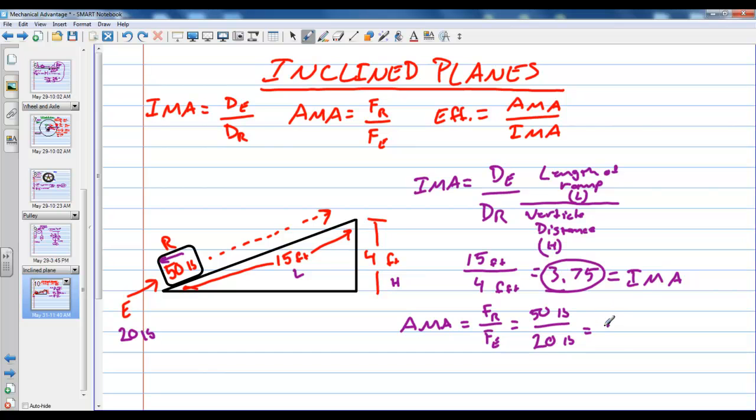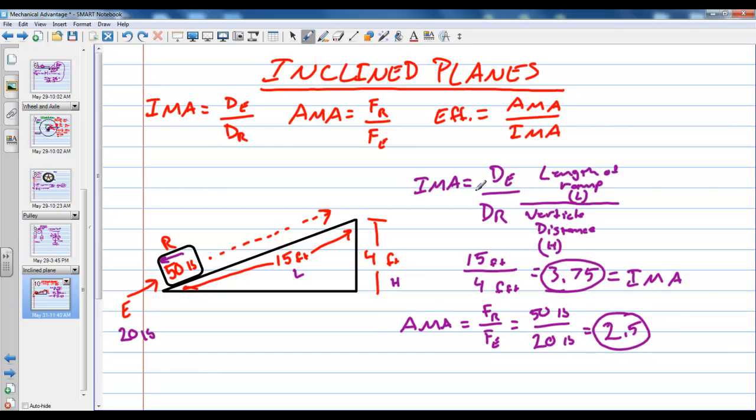It's a little bit different than the IMA. So 2.5 is what our actual mechanical advantage was, and 3.75 is what it would be for ideal. Remember, ideal is no friction, no nothing. This is like a super oiled ramp in outer space. There's no air resistance, no friction or anything. But in real life, you might get something like a 2.5.